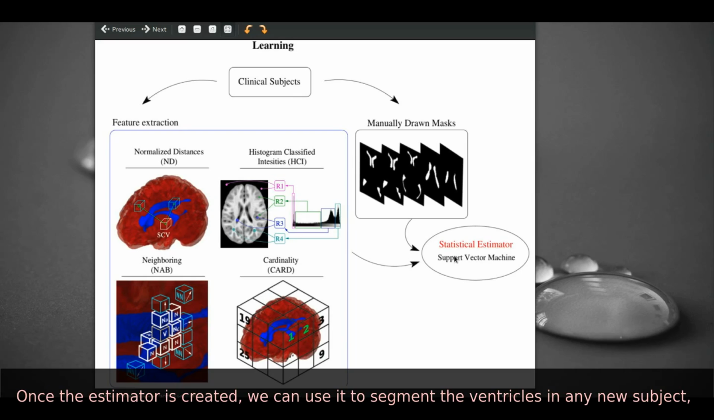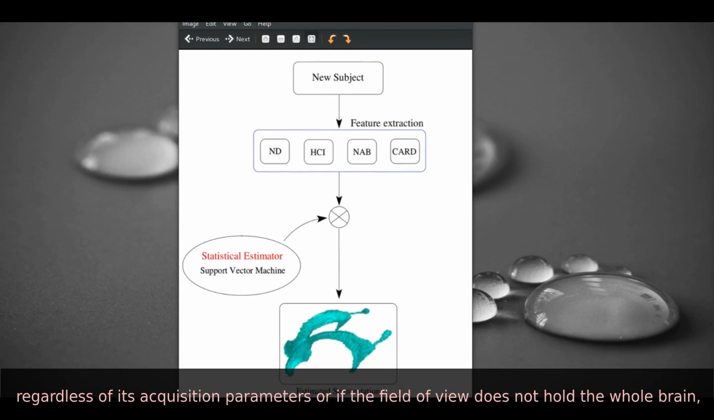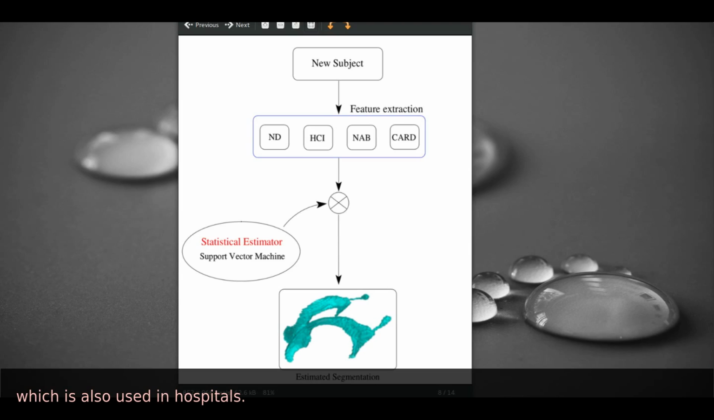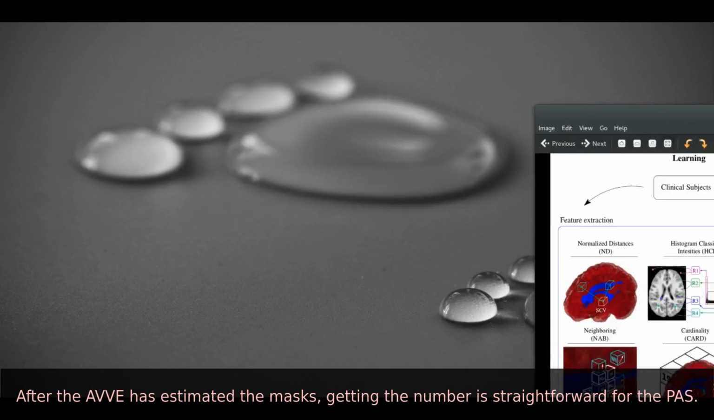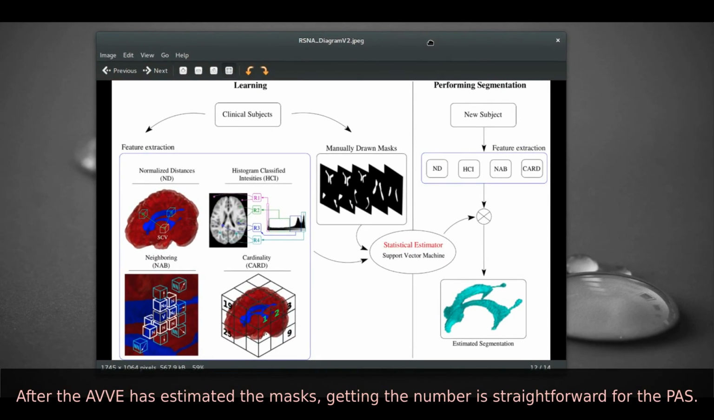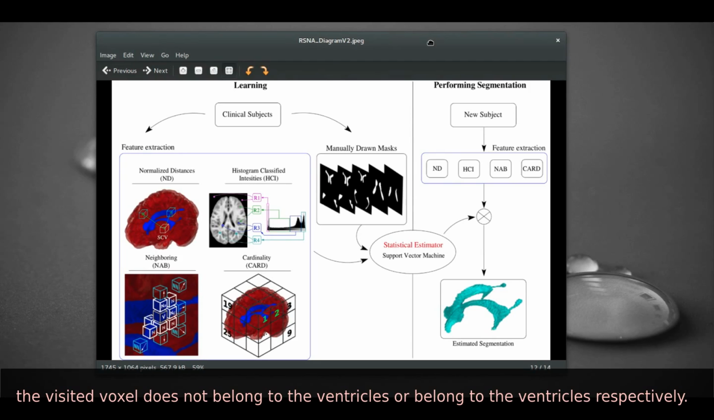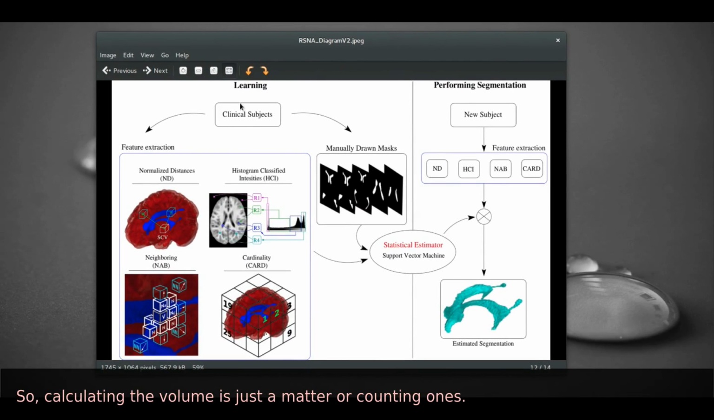Once the estimator is created, we can use it to segment the ventricles in any new subject, regardless of its acquisition parameters, or if the field of view does not hold the whole brain, which is also used in hospitals. After the AVVE has estimated the mask, getting the numbers is straightforward for the PACS. Remember that the AVVE returns 0 or 1 depending on whether the estimation concluded that the visited voxel does not belong to the ventricles or belongs to the ventricles respectively.